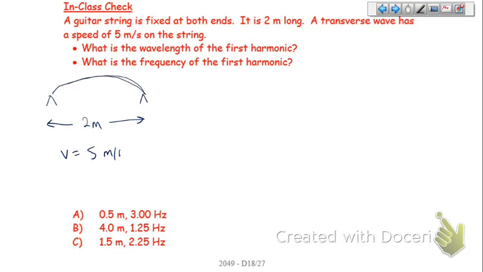I say lambda, I say L is equal to lambda over 2, so lambda is equal to 2L, which equals 2 times 2, which equals 4 meters.